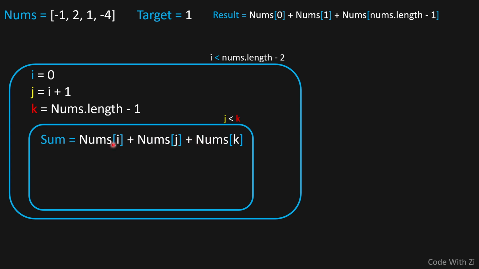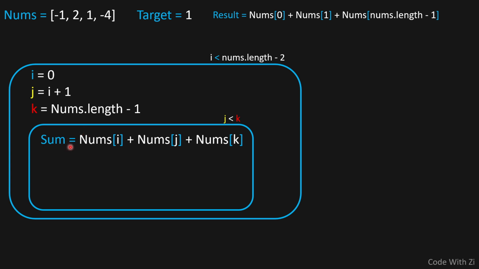So for example, if our i is 0, meaning it's pointing to the number at the index of 0, so this -1 here, and if our j is 1, it's going to be pointing to this number here, and if our k is 3, because it's pointing to the last number in our array, meaning it's going to be pointing to this number here, we're going to add these 3 numbers that our pointers are pointing to. And you're going to see that in the visualization.